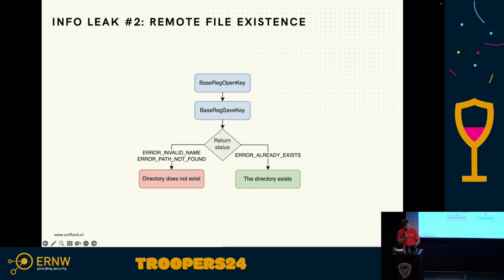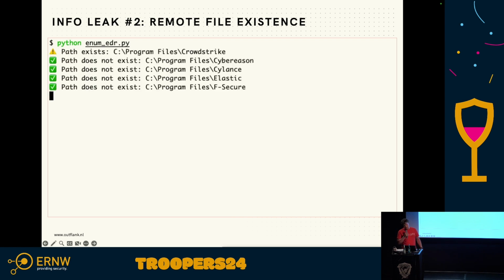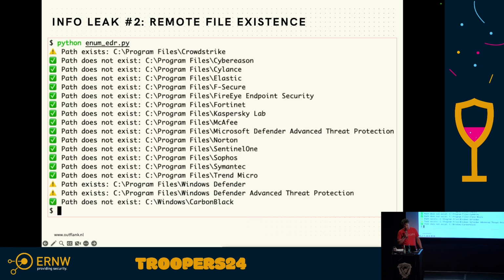And this you can also put into a script. So here we enumerate known installation paths for EDRs. But it can be really anything on disk that you want to check. And then it tells you if this exists or not.